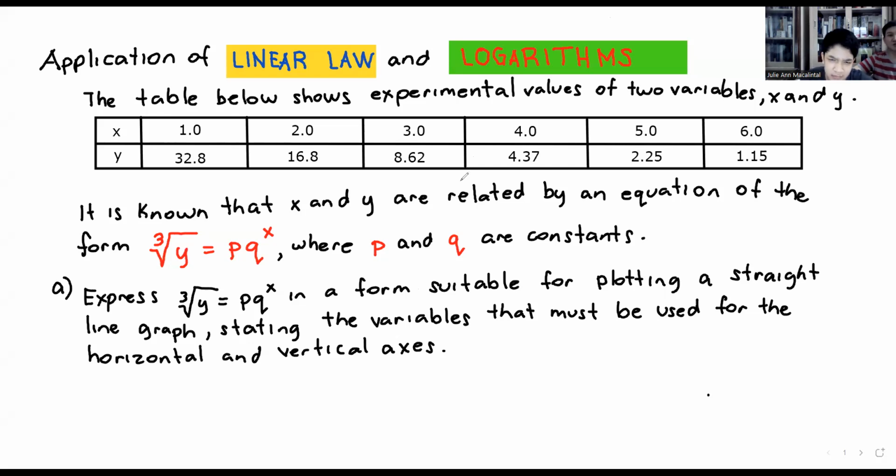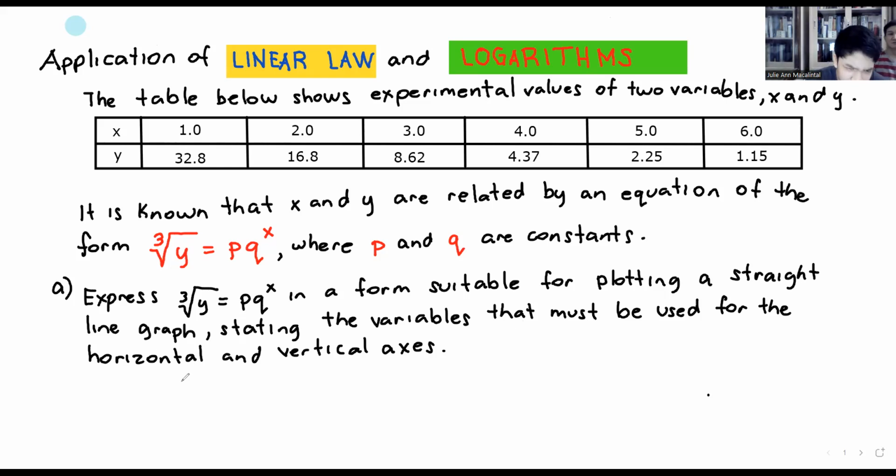The table below shows experimental values of two variables, x and y. So kindly check the values of x and y. Just know that x and y are related by an equation of the form cube root of y is equal to p q raised to the power of x, where p and q are constants. So A, express this equation in a form suitable for plotting a straight line graph, stating the variables that must be used for the horizontal and vertical axis.